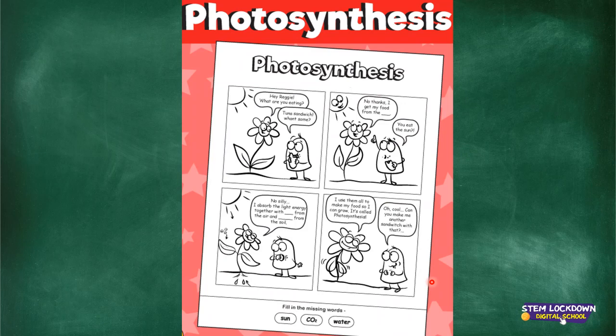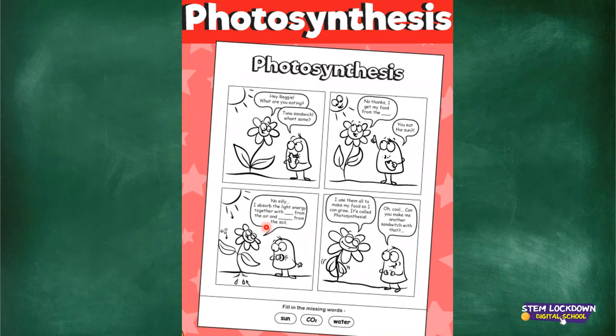Okay, so it says, "Hey Reggie, what are you eating?" "Tuna sandwich. Want some?" And then the flower responds to Reggie, "No thanks, I get my food from the..." The flower is looking up, and obviously there on the left-hand corner is the sun. And the flower is looking at the sun and is like, no thanks, I get my food from the sun, basically. And then Reggie's saying, "So you eat the sun?" The flower responds, "No, silly, I absorb the light energy together with from the air and from the soil."